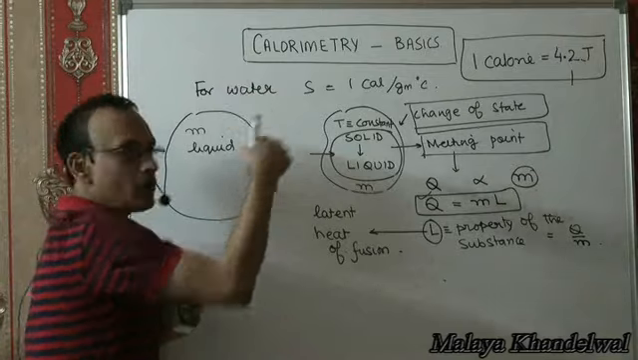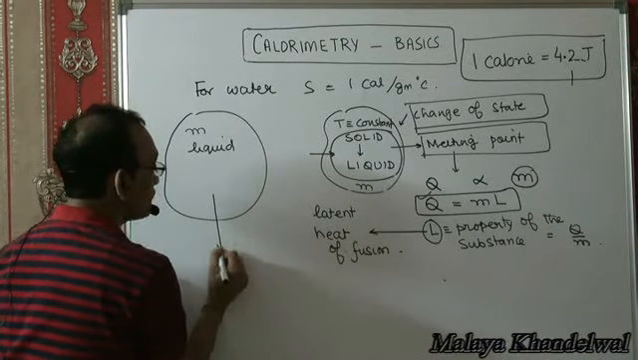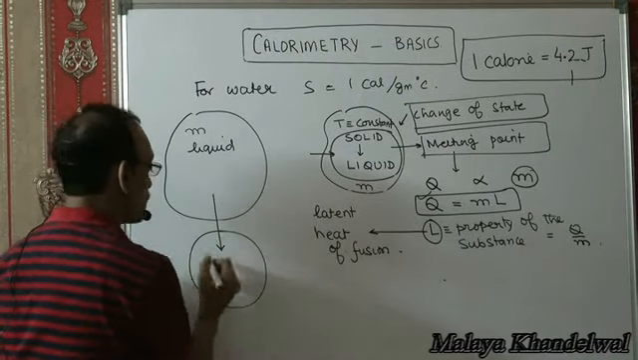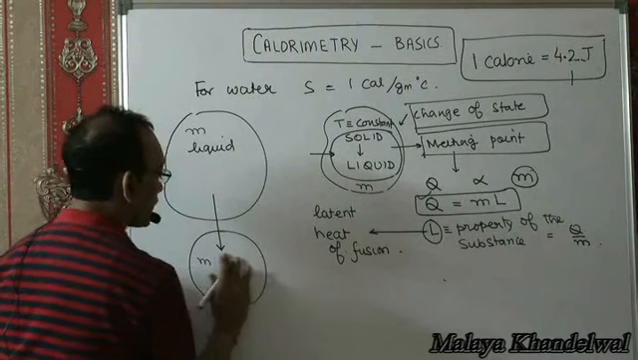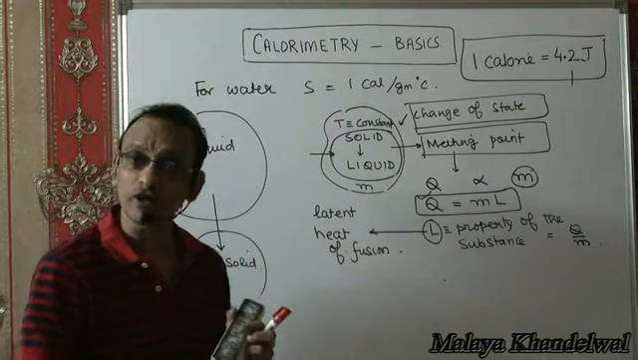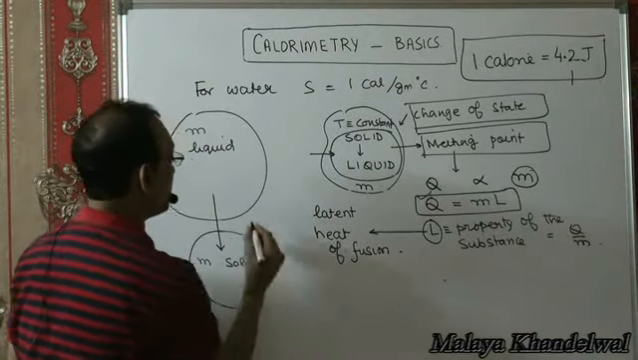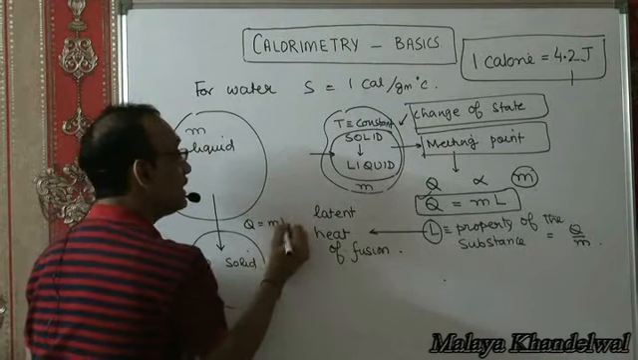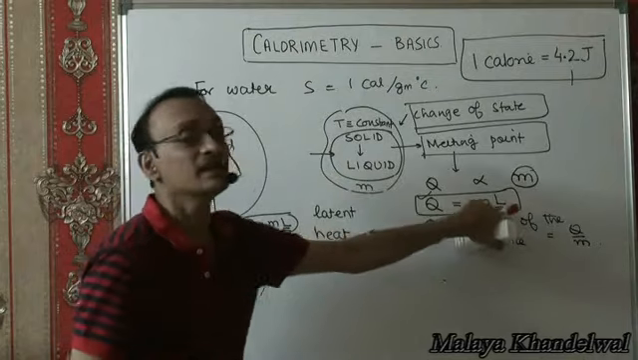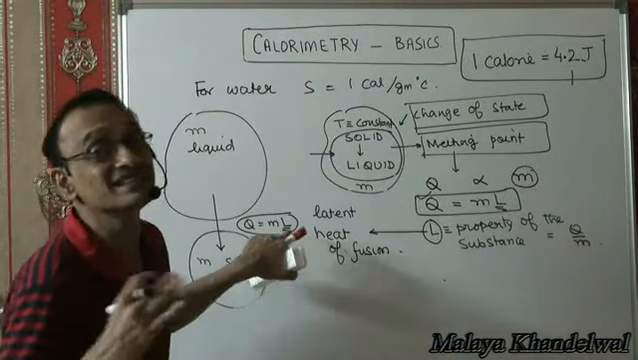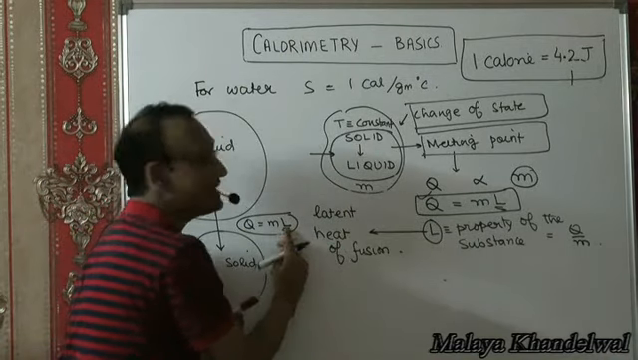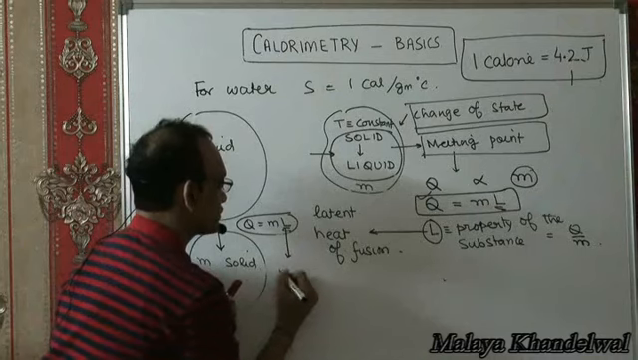So then I have m grams of the liquid. If it gets converted into m grams of the solid, then the amount of heat it would have rejected would still be Q. Q would be mL, where this L would be the same as this L. This L is fusion, whereas this L is solidification. Liquid to solid is solidification. This L is latent heat of solidification.